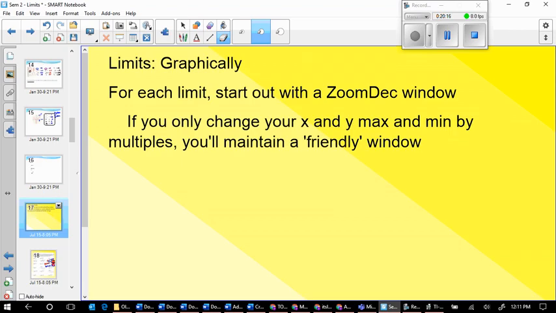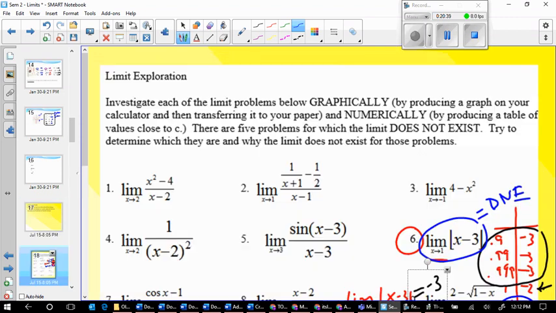Okay, so when we graph these, we're going to use what's called a friendly window. It's going to be the Zoom DEC window. It's not one we've used very frequently before. If we change x and y max and mins by only multiples of the original Zoom test window, you'll maintain this friendly window. And what this friendly window does is it actually shows us some things that before you weren't able to see. All right, so let's take a look at some other examples here.